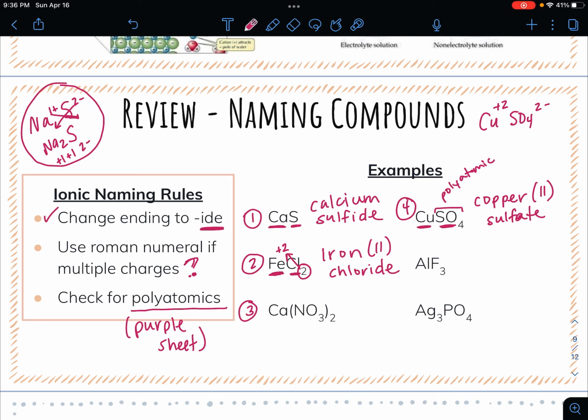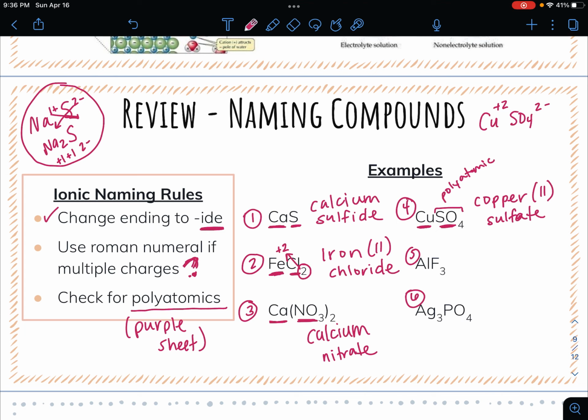Okay, so let's do one other one together. We'll go ahead and do this number 3 together, and then I'll let you try 5 and 6 on your own. So again, we name the first thing, calcium, and then we name the second thing. So again, I have this double compound, right? There's 2 elements. That's a polyatomic. Look on my purple sheet. It is nitrate. I check, do I need Roman numerals? Calcium only has 1 option, so no, I do not need Roman numerals.